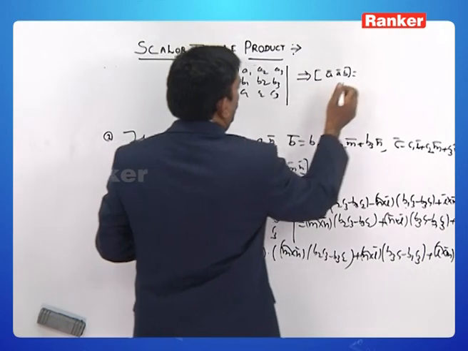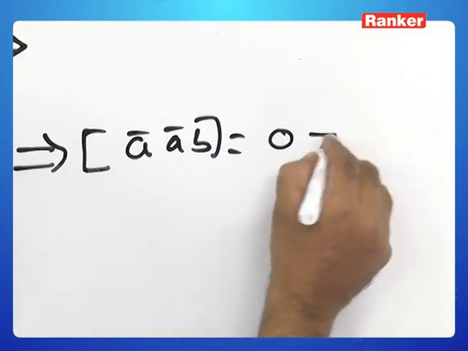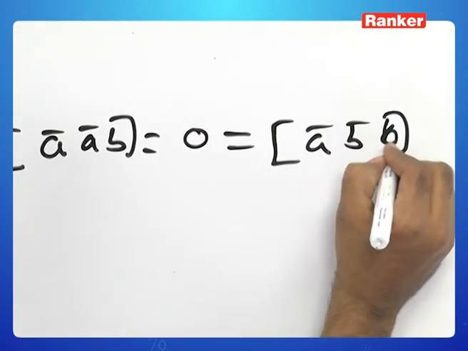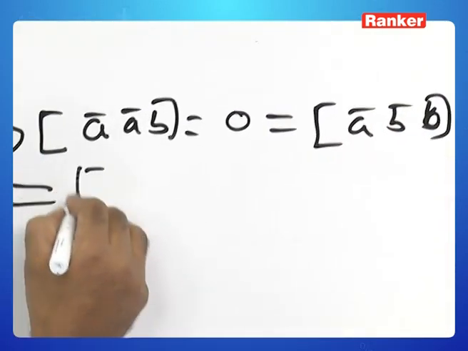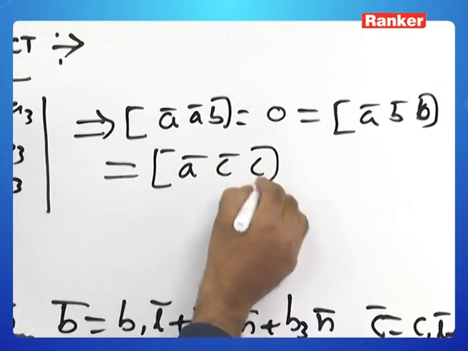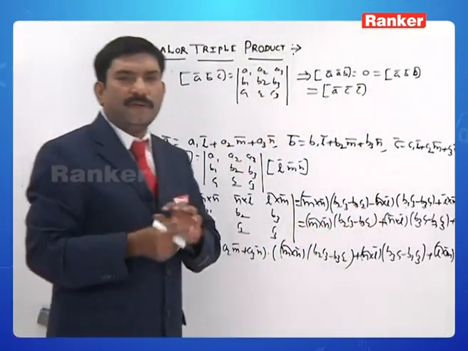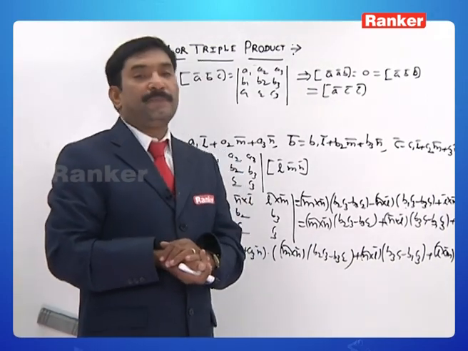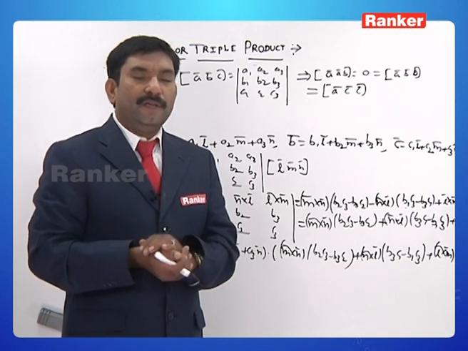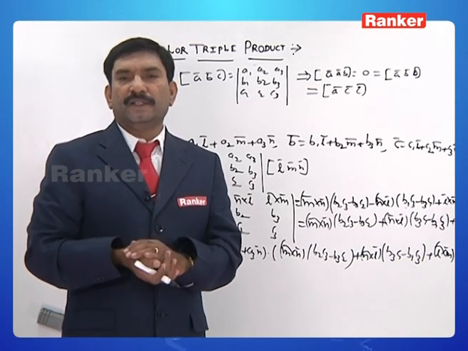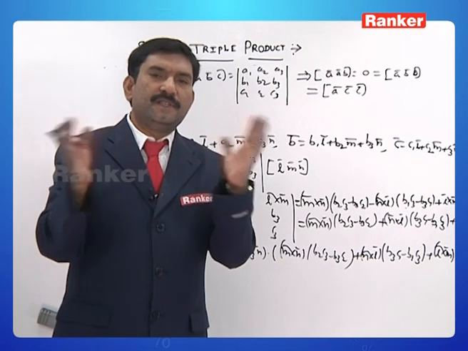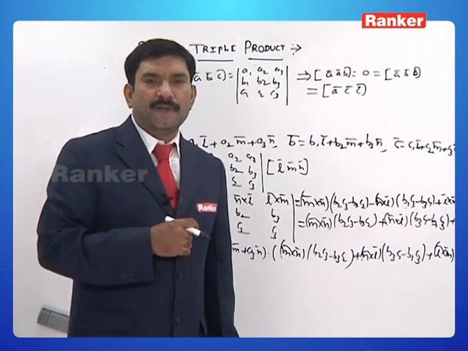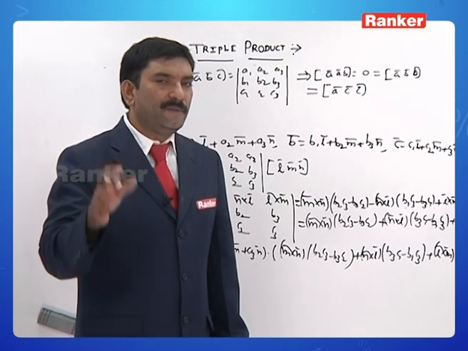Two rows are same, therefore it is equal to what? 0. I can also write box of ABB is equal to 0. I can also write box of ACC is also equal to 0. Hereafter, not only in the box product, but even in the scalar triple product, if two vectors are repeated, its value is equal to 0. Why? Scalar triple product is nothing but a real number. It may be positive, it may be negative, it may be 0.